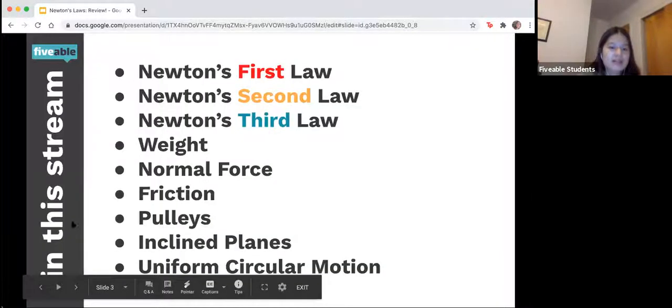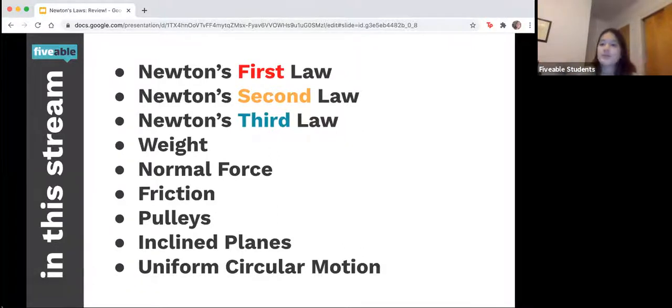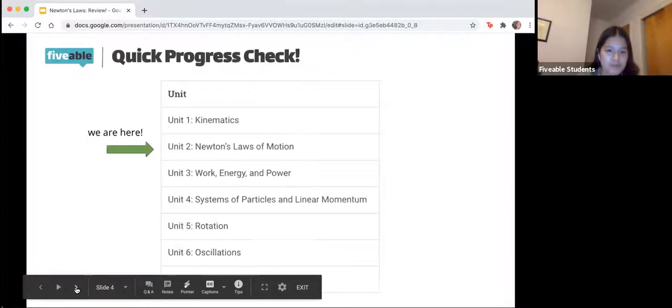Today's agenda, things we'll be going over: Newton's 3 laws, which is, I would say, the heart of the unit, and then a bunch of little extension things. They're just as important, but the big 3 are the first 3 laws, I would say.